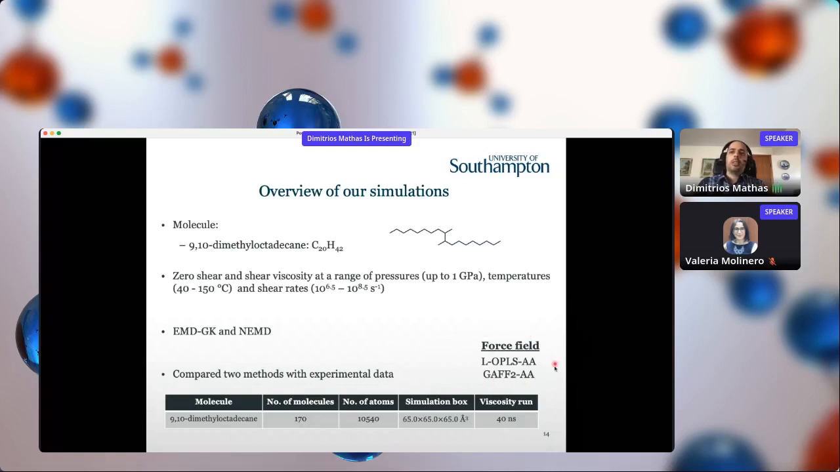Both of them are all-atom force fields, which means that they treat each atom explicitly, and they are more accurate than united atoms, but they're also more expensive in terms of computation. And we used roughly 10,000 atoms for simulation, and the starting point was a cube with a dimension of 65 angstrom, and the viscosity production run was equal to 40 nanoseconds for both methods.